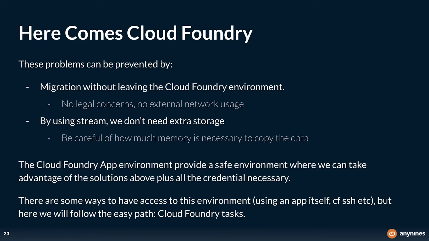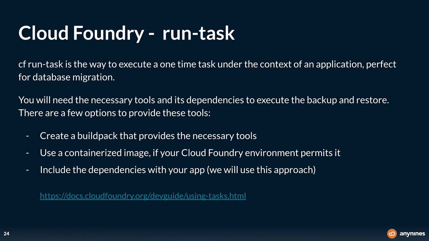There are some ways to access this environment, but we'll use Cloud Foundry app tasks in this example, which is perfect to execute a one-time task like migration. On Cloud Foundry, it's possible to execute a command in the context of the app via the cf run-task command. This way, if we add a script to migrate to the app, we can execute this script under the same context of the app.